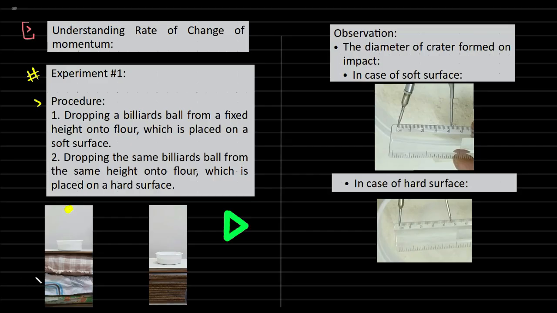I have a billiards ball. I'm going to drop it from a height of 15 centimeter onto a floor which is placed on cushions. Next is dropping the same billiards ball from the same height onto the floor which is placed on a hard surface. So 15 centimeter above the floor, that's your hard surface. And in this case, this is your soft surface.